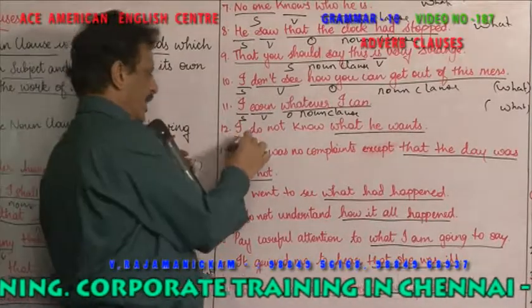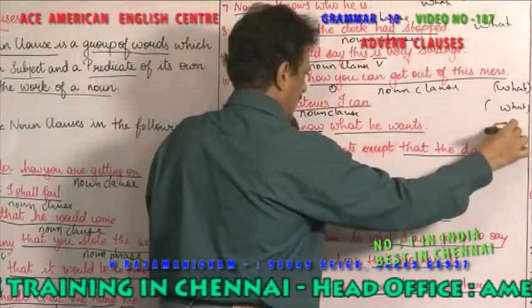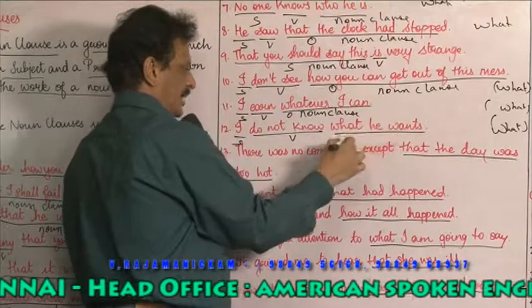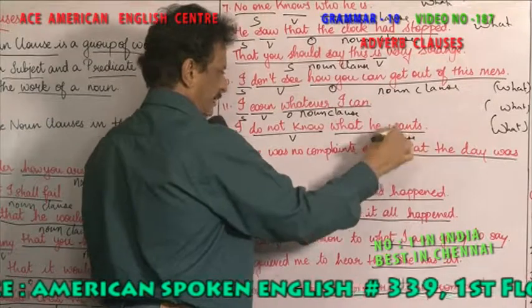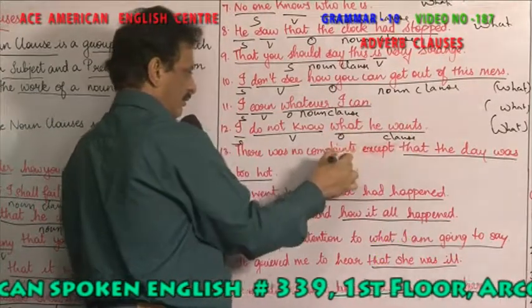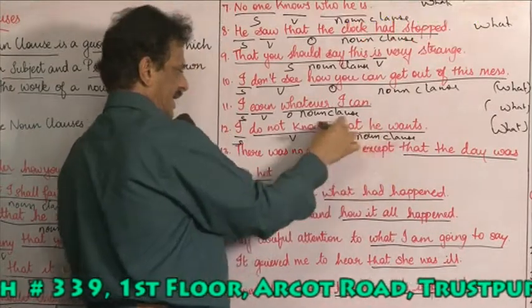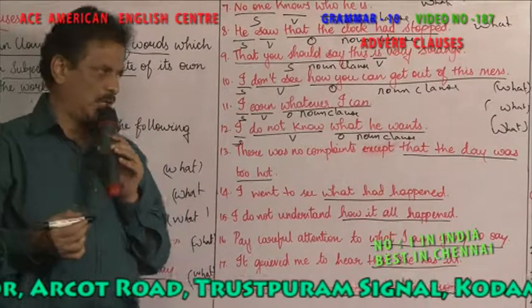I don't know. I is the subject, don't know is the verb. Don't know what? You ask a question. The answer you get is what he wants. What he wants comes as a sentence, so it is a clause. You have a subject and a predicate. It does the function of an object and is also a noun. It acts as a noun, so it becomes an object noun clause.